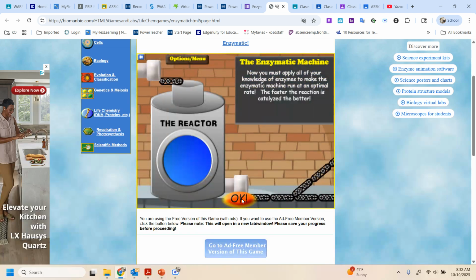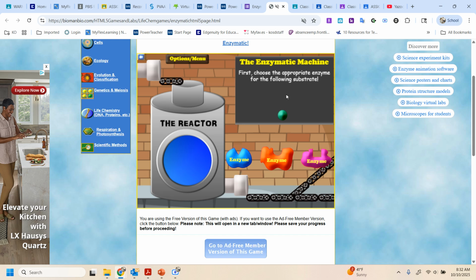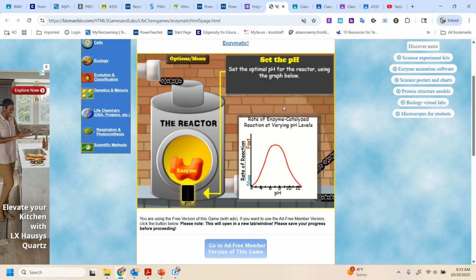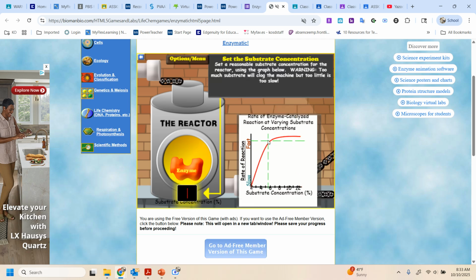So we're at the last part here where we're going to combine everything we know together. First, I need to choose the correct enzyme for this substrate. We needed to fit in that active site. That would be this one. Then I'm going to set the optimal temperature, which, as you can see in this graph, is somewhere around 30 degrees. Then I'm going to set the optimal pH, which, as you can see in this graph, is somewhere around 7. Then I'm going to set the optimal substrate concentration.